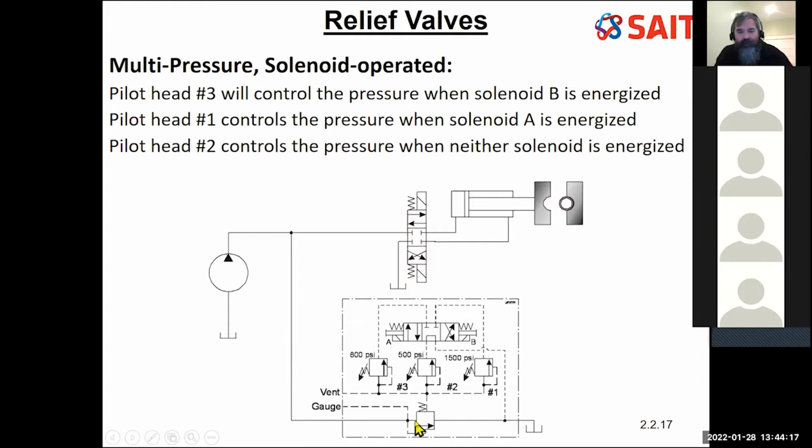If I look at this valve just as is, what do we see? Fluid comes down, wants to go through the valve, but can't go through the valve. I've got some sort of remote operation that is setting the pressure here. In the normal position, 500 psi is activated. So, pilot heads 1, 2, and 3. Pilot head number 2 controls the pressure when neither solenoid is energized. Remember this A and this B.